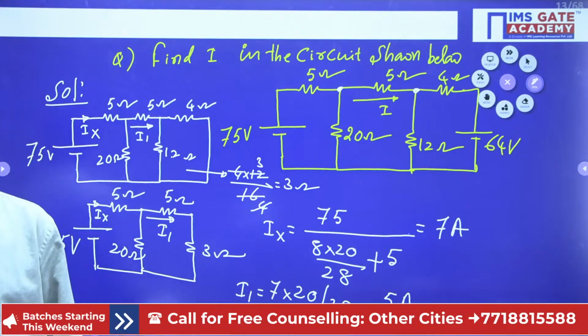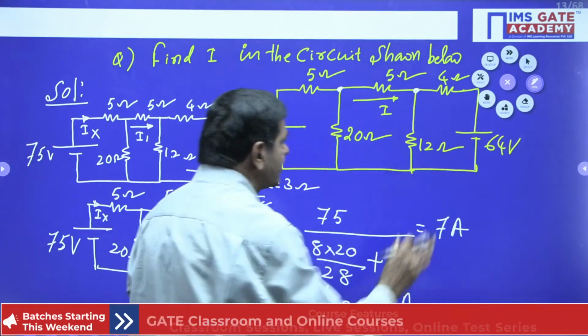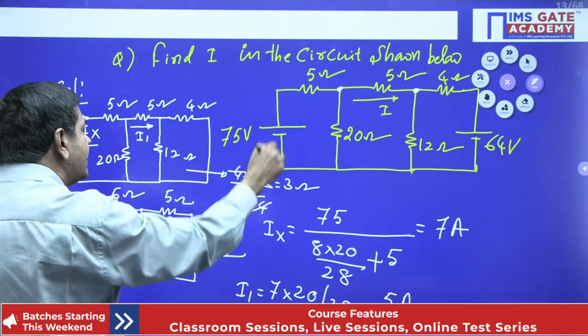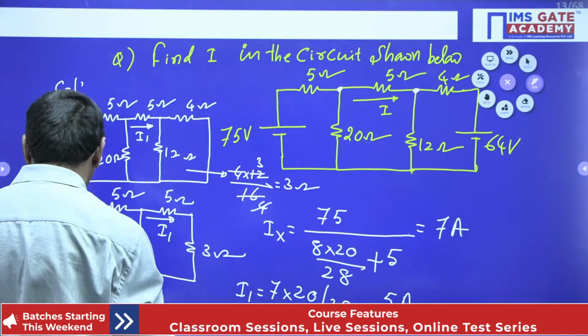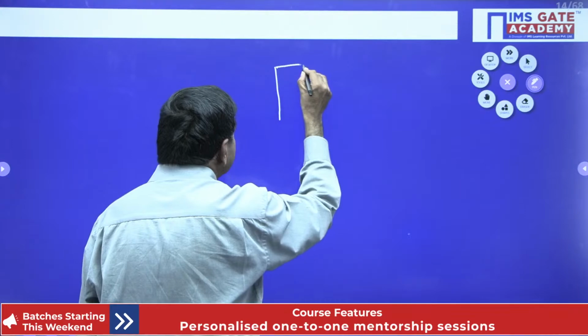The same work is applicable for this voltage source also. Now the second source I want to consider. This voltage source I will short, with the 5 ohms on this side. This is shorted and the 5 ohms I connected here.